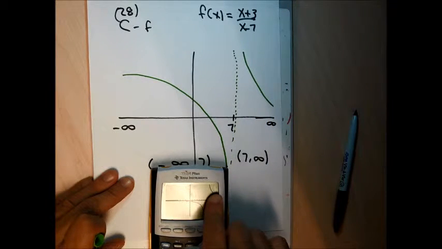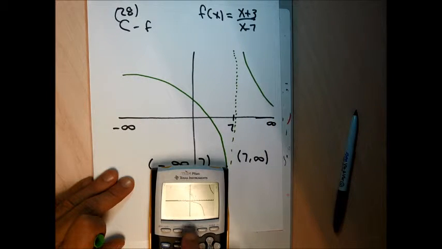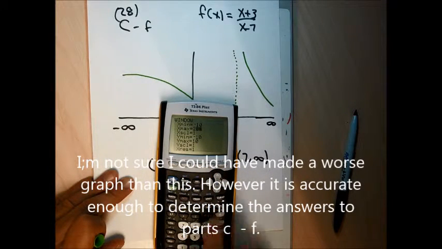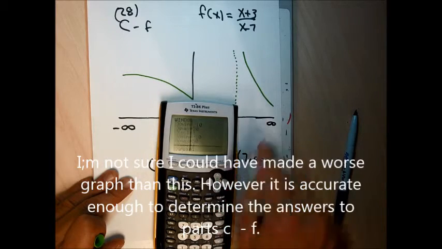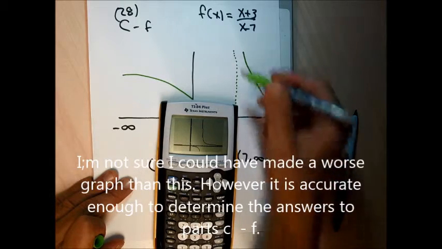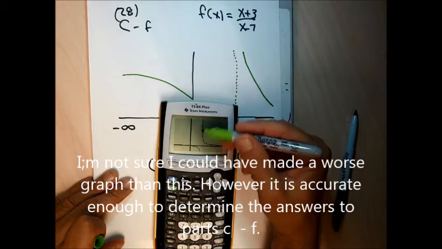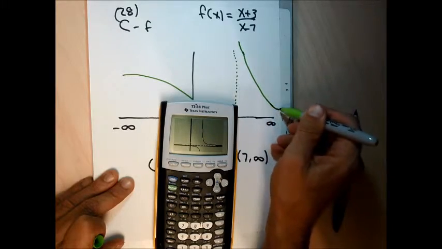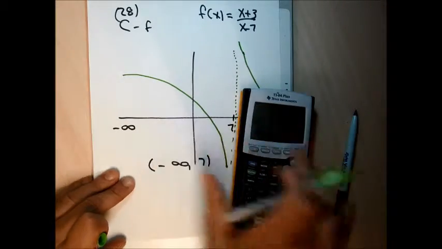You can barely see this, so I should probably blow my window up a little bit. Let me make my x's go a little bit farther to the right, say to 20, and make my y's go a little bit higher, say to 50, so you can see this right side a little bit better. So the break right here is at x equal to 7, and then you get a left side that looks something like that, and a right side that looks something like that.